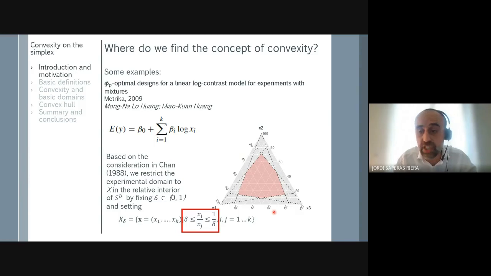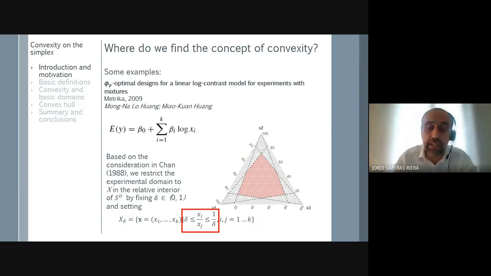This would be an example of well-defined linear programming in the simplex. We have a linear objective function. This is a log contrast. And we have a convex polygon as a feasible region.